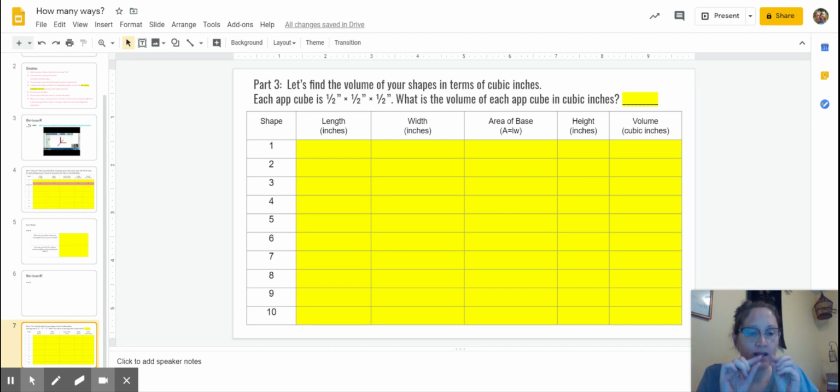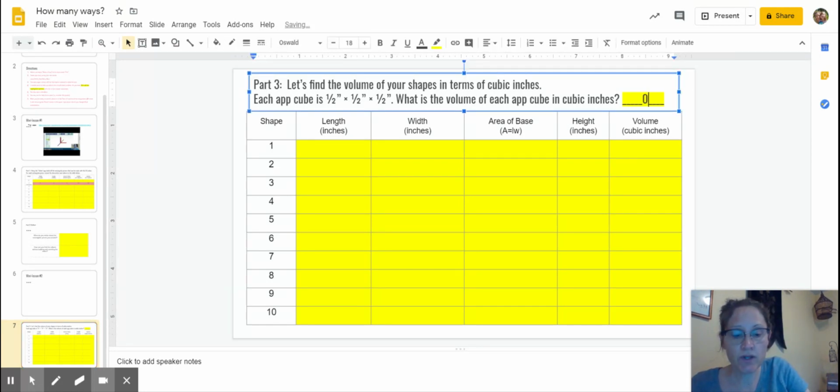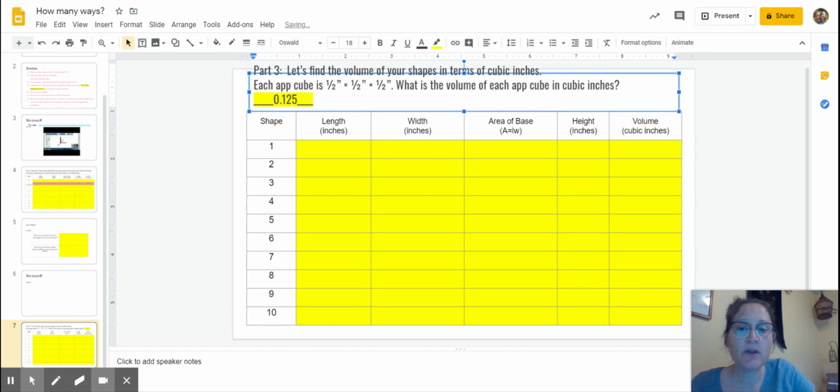Okay. These tiny little cubes, instead of being 1 inch by 1 inch by 1 inch, they are 1/2 inch by 1/2 inch by 1/2 inch. So they're these tiny little cubes that are filling up your rectangular prism. So take out your calculator. Type in 1/2 times 1/2 times 1/2. Each cube has a very tiny volume, very itty bitty. So you can put it in as a decimal or a fraction.